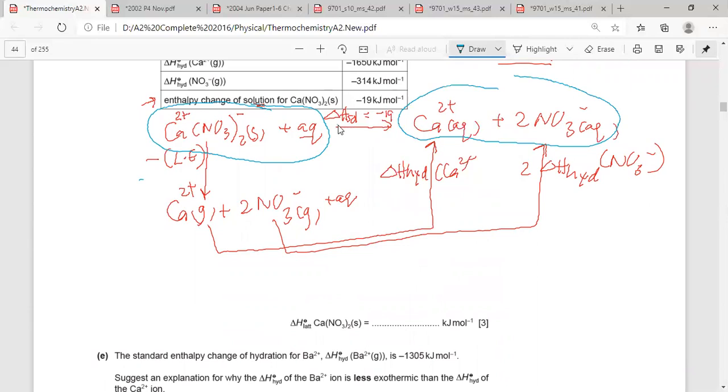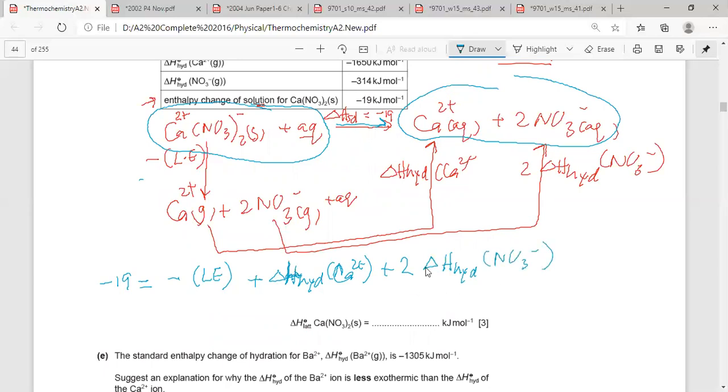Route 1 here. So the heat of solution, which is minus 19, equals minus lattice energy plus the heat of hydration for Ca2 plus, plus 2 times the heat of hydration of NO3 minus. Substitute inside.